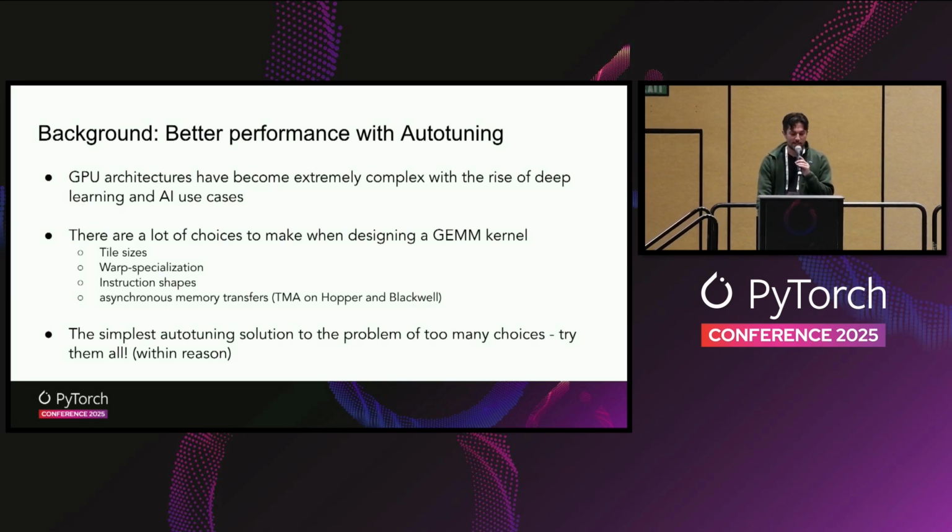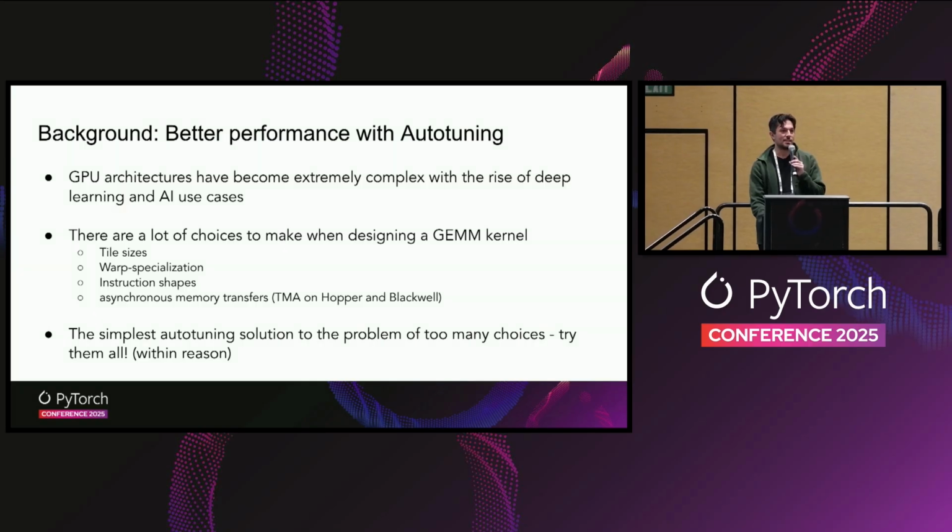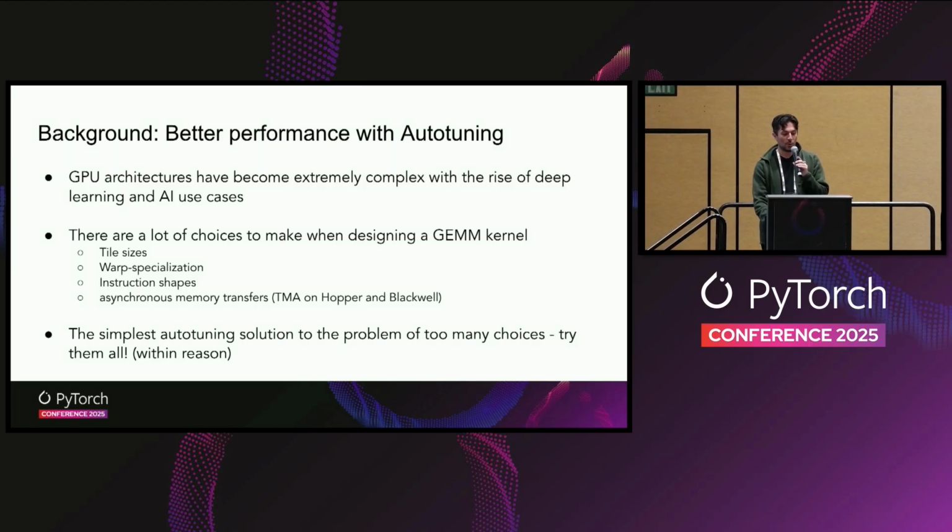So the simplest autotuning solution to the problem of too many choices is just to try them all. Sometimes there are way too many choices, and it'll actually take forever to try them all. You can autotune for days and days to get all of the optimal GEMM kernels in your model. To get around this, a lot of libraries will configure user-tunable knobs, which allow you to tweak the search space, or also introduce heuristics, which can also make the search space smaller.